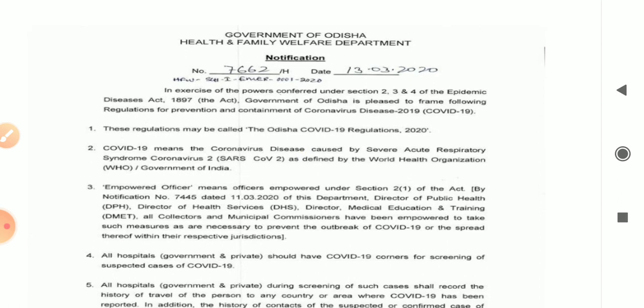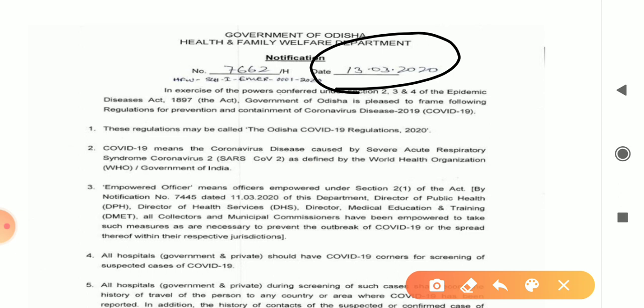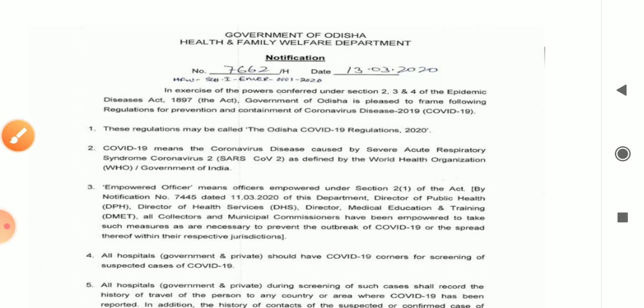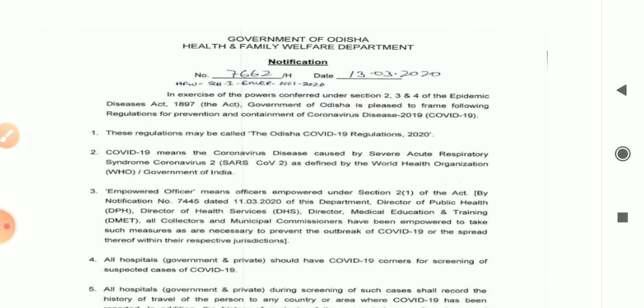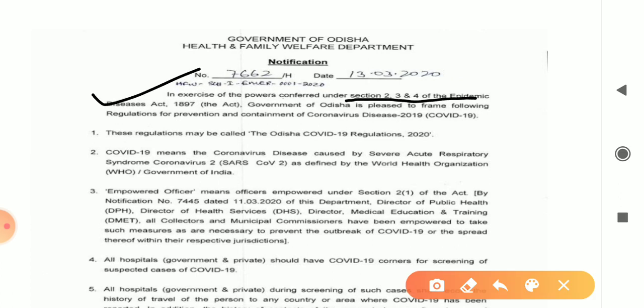Government of Odisha Health and Family Welfare Department on 13th March 2020 issued a letter: in exercise of the power conferred under section 2, 3, 4 of the Epidemic Disease Act of 1897, Government of Odisha is pleased to frame the following regulations. Mark here, the center said the state made regulations, control measures, for the prevention and containment of coronavirus disease 2019, that is COVID-19. So the regulations may be called the Odisha COVID-19 Regulations 2020.